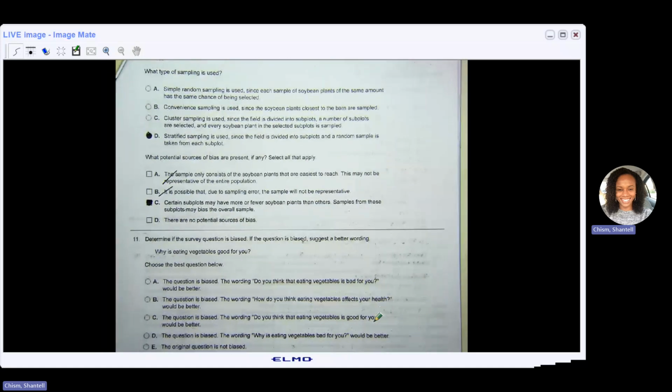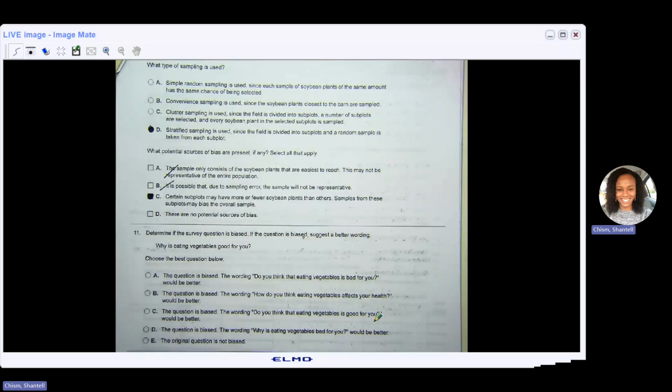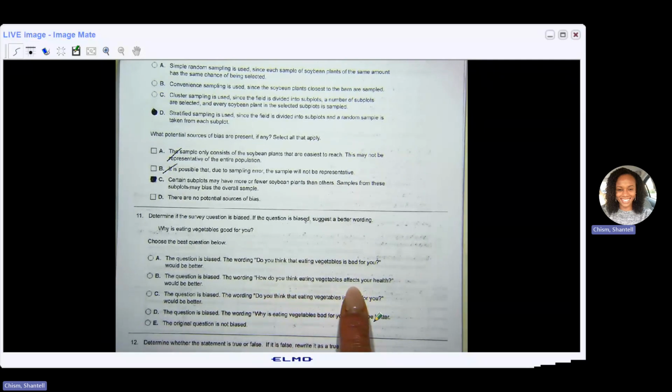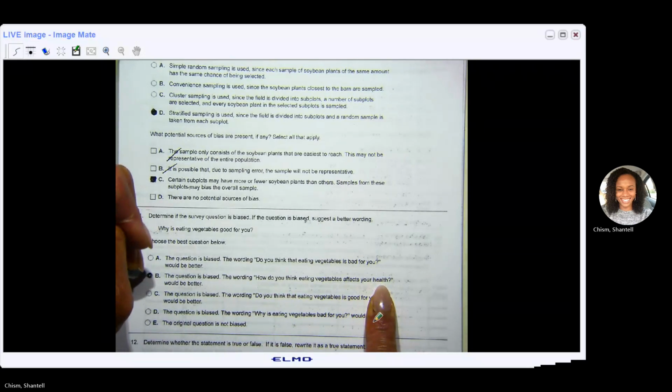Okay. Number 11, determine if the survey question is biased. If it is, suggest a better wording. The question: why is eating vegetables good for you? So, yes, that question is biased. It's leading you, guiding you towards a specific answer. It's basically telling you eating vegetables is good for you. Instead, it should ask, what do you think about eating vegetables? So it's very leading, and the question is definitely biased. I think the best way to word that question would be, how do you think eating vegetables affects your health? That would be better. Okay.